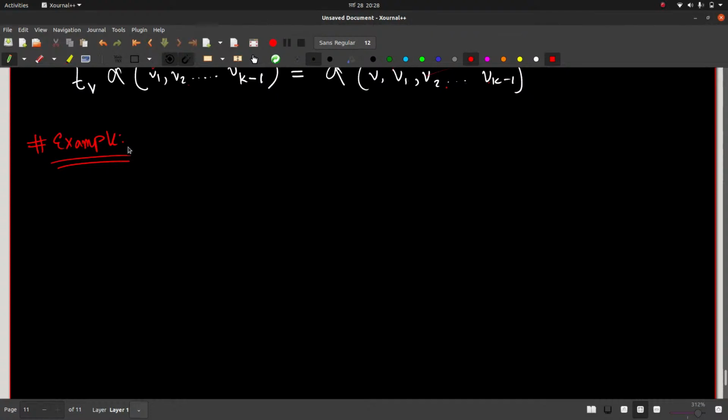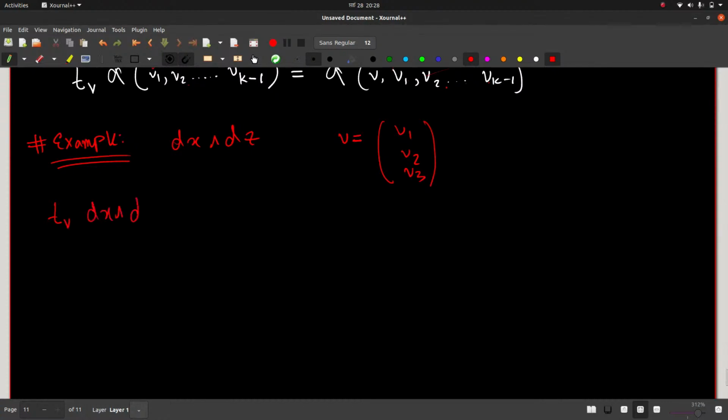Let's say our differential form is a two form, which is denoted with, let's say, dx wedge dz, something like this, and v is equal to, let's say, v1, v2, v3. This is the v. So we want to compute this quantity. Sorry, it should be z.